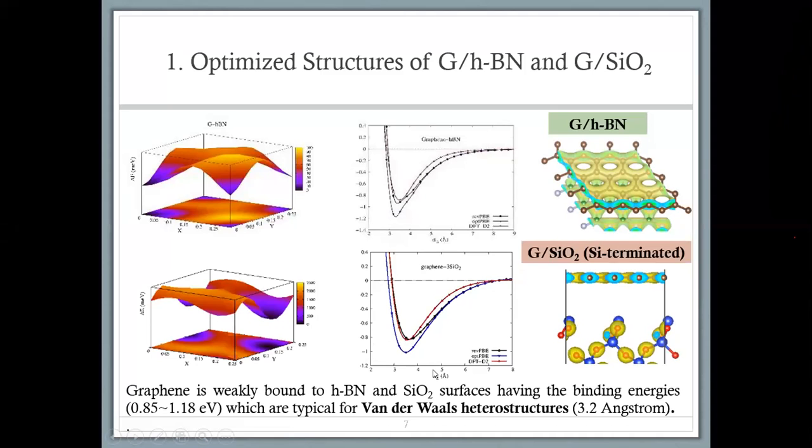This result shows that the graphene is weakly bound to the hexagonal boron nitride and the silicon dioxide surface, and the binding energy is around 0.8 to 1 eV, which is typical for van der Waals heterostructures at the distance of about 3.2 and 3.5 angstrom.